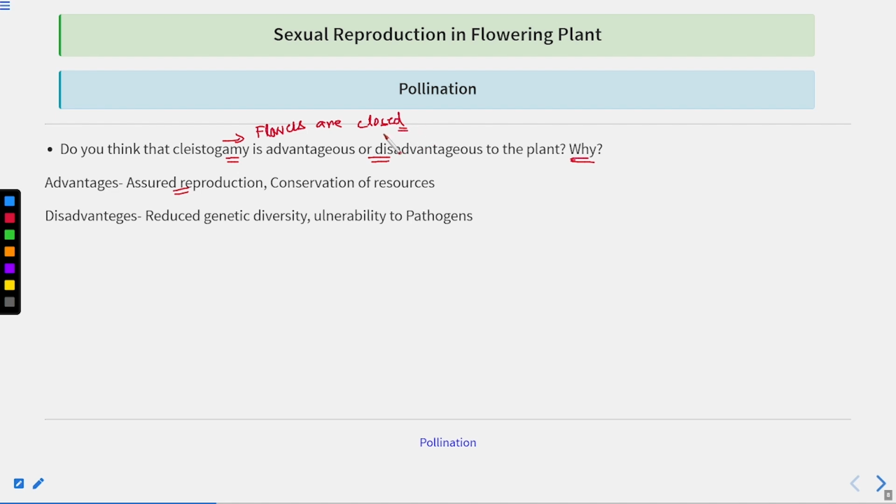So the advantage is assured reproduction. It will assure reproduction, and assured, you can say seed set also. Assured seed set and fruit production even in the absence of the pollinators.